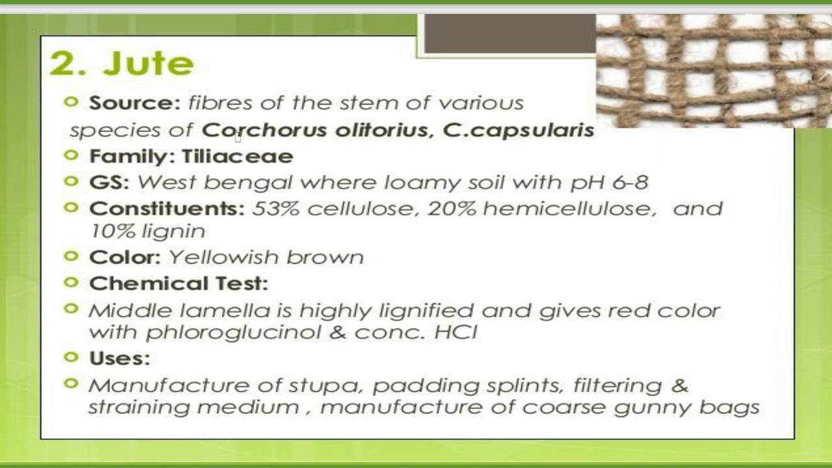is obtained from the various species of Corchorus olitorius and C. capsularis. The family is Tiliaceae। Okay, it is mainly obtained in West Bengal where loamy soil is available with a pH of 6 to 8। ठीक है, तो what is the geographical source?